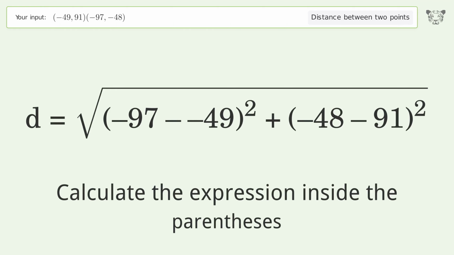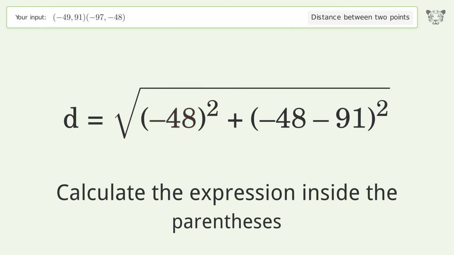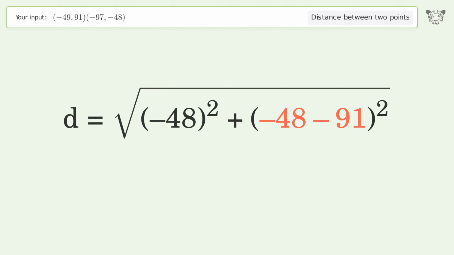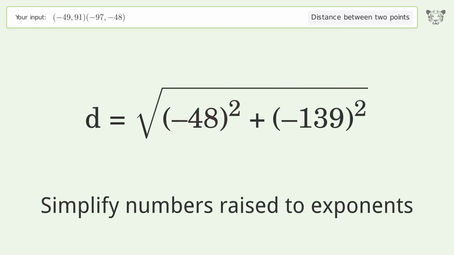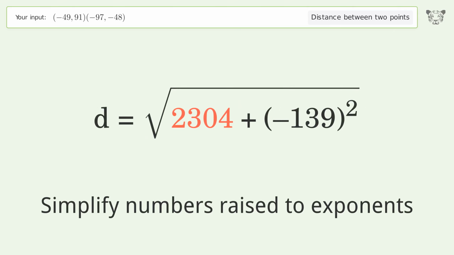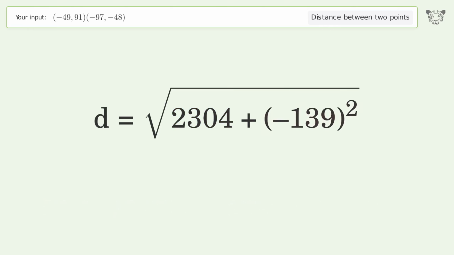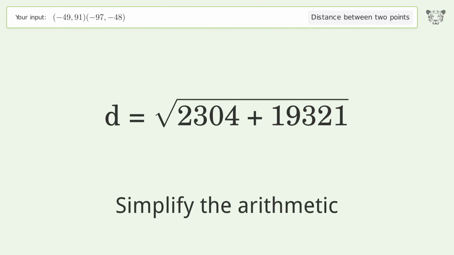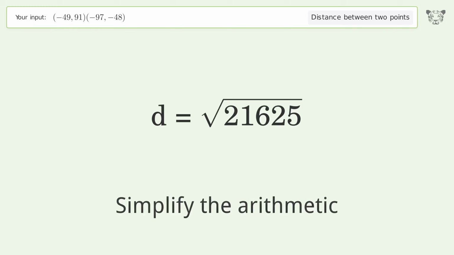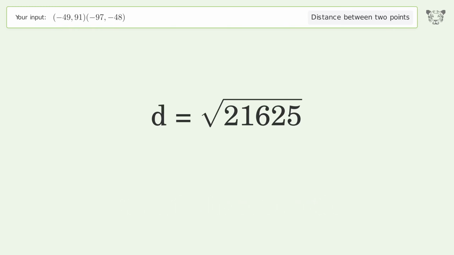Calculate the expression inside the parentheses. Simplify numbers raised to exponents. Simplify the arithmetic. And so the distance between the 2 points is the square root of 21,625, or 147.054.